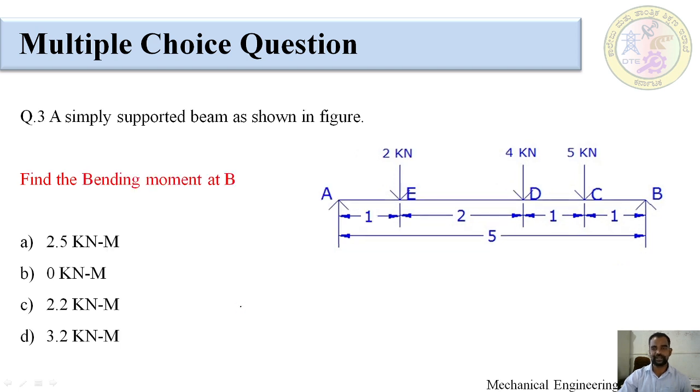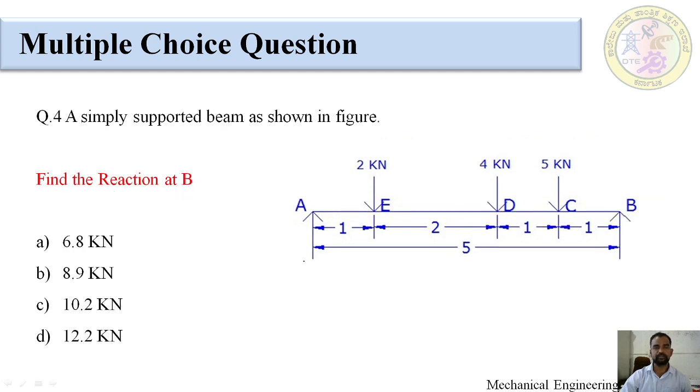And third question is the same problem, a simply supported beam with point load as shown in figure. You have to determine the bending moment at B point. How much bending moment at B point? Whether it is 2.5, 0 kilonewton, 2.2 kilonewton, 3.2 kilonewton. You have to answer carefully.